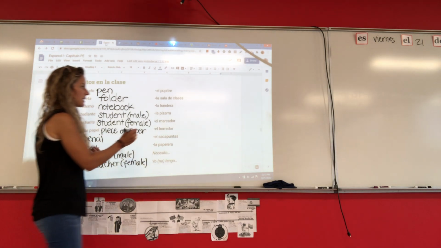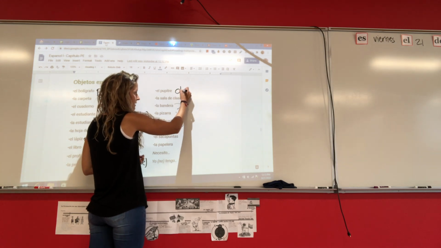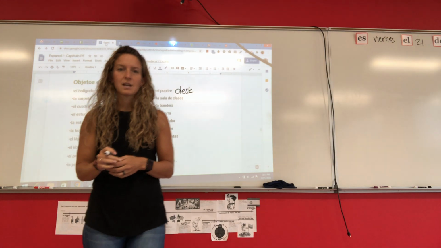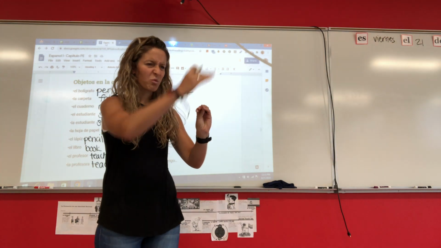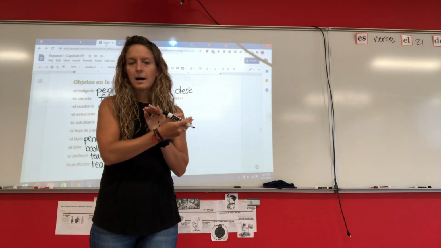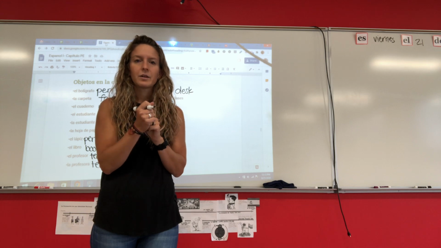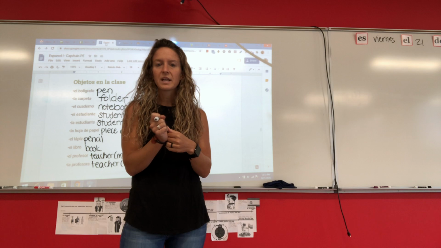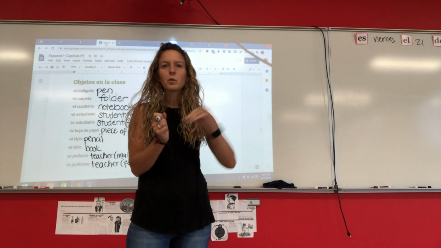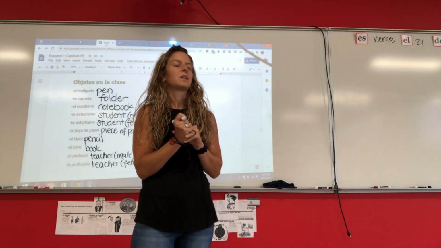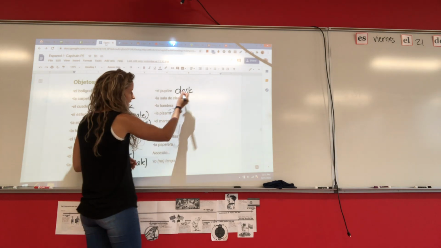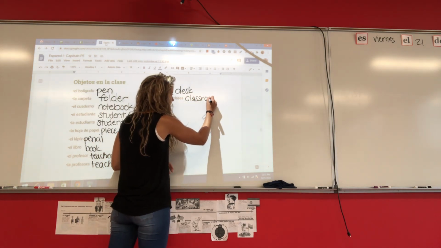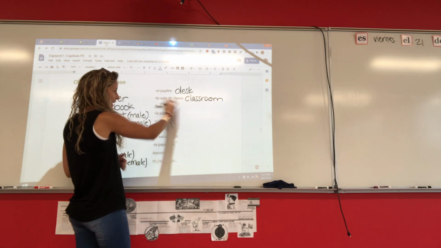El pupitre. This is a desk. El pupitre is a desk, but it's like a student desk. Like if you're in my classroom, it's like the ones with the chair and the table connected. All right, we'll talk about the other word for desk later on when we talk about school. But el pupitre is like if you were in my classroom, that's what you would be sitting in. Okay? La sala de clases is the classroom. It's literally saying the room of classes.